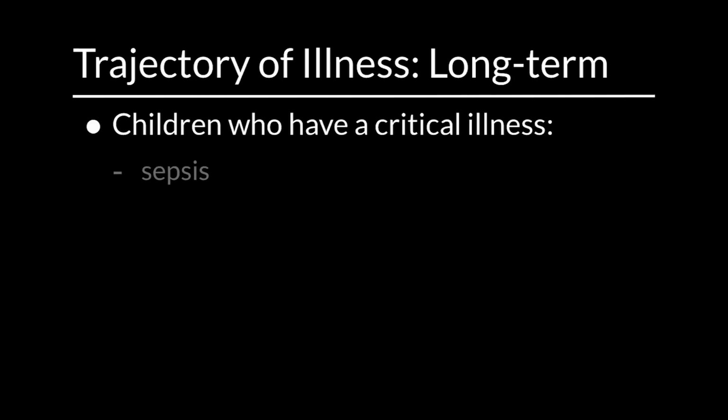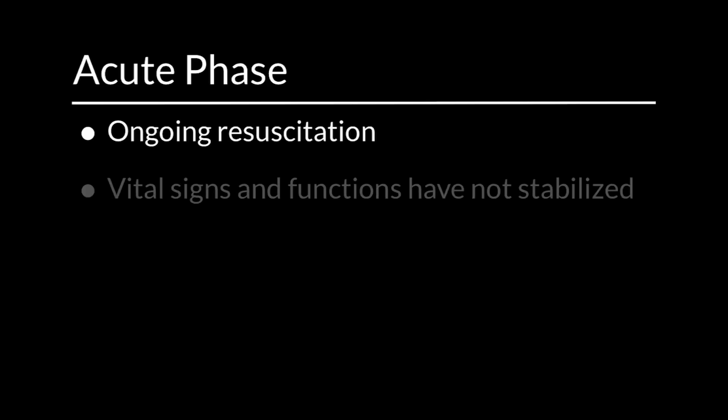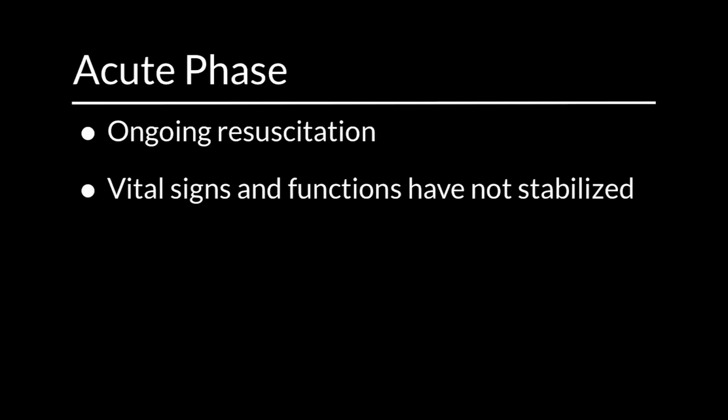Longer term, those children who have a critical illness, sepsis, acute lung injury, severe trauma, are ones who one can predict are going to be on the ventilator for more than a day or two. And therefore, your sedation plan is going to be altered because of that child's anticipated trajectory. And we usually divide those into the acute phase of the illness and then the recovery or maintenance phase of the illness, where in the acute phase you're still doing ongoing resuscitation and the child's vital signs and vital functions have not yet stabilized.